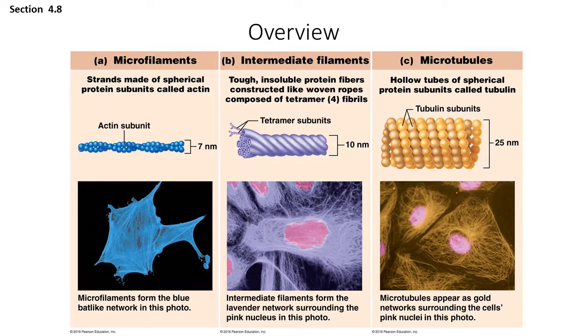So an overall review of the cytoskeleton components: microfilaments, which are strands of the spherical subunits actin, and intermediate filaments, which are a tough insoluble tetramer of 4 fiber rope-like proteins. And microtubules, which are the hollow tubes of spherical protein subunits called tubulin.